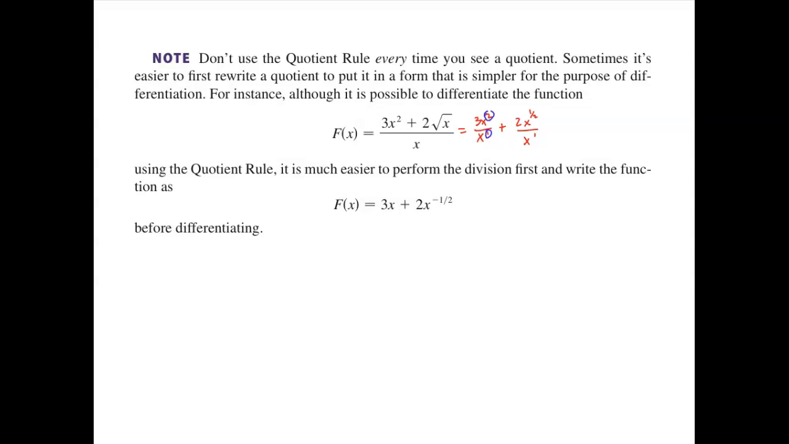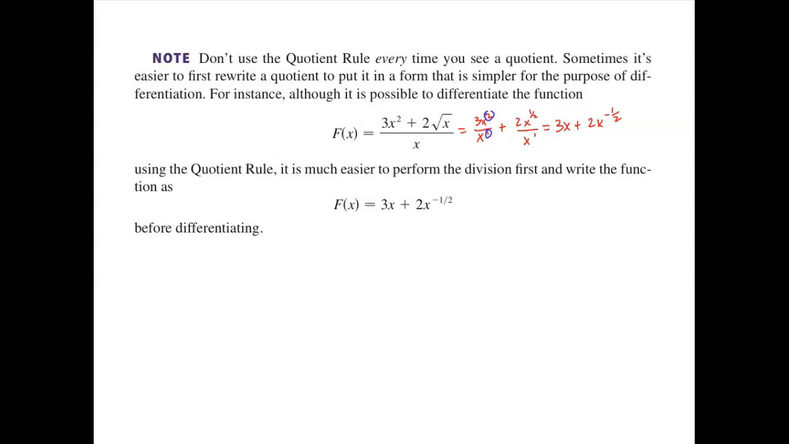Help me out with that. Yeah, you would subtract. In which direction? Top minus bottom or bottom? Yeah, top minus bottom. So this then becomes 3x plus 2x to the negative 1/2, because 1/2 minus 1 is negative 1/2. And there. Now this is much easier to differentiate.